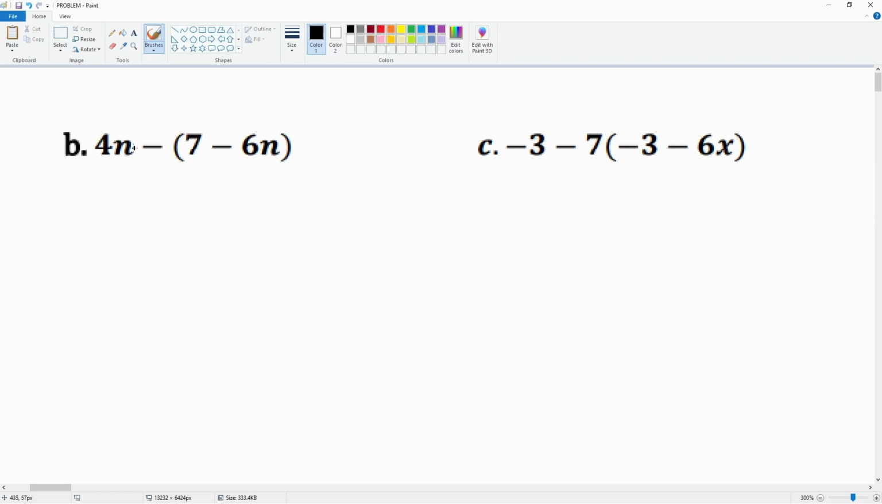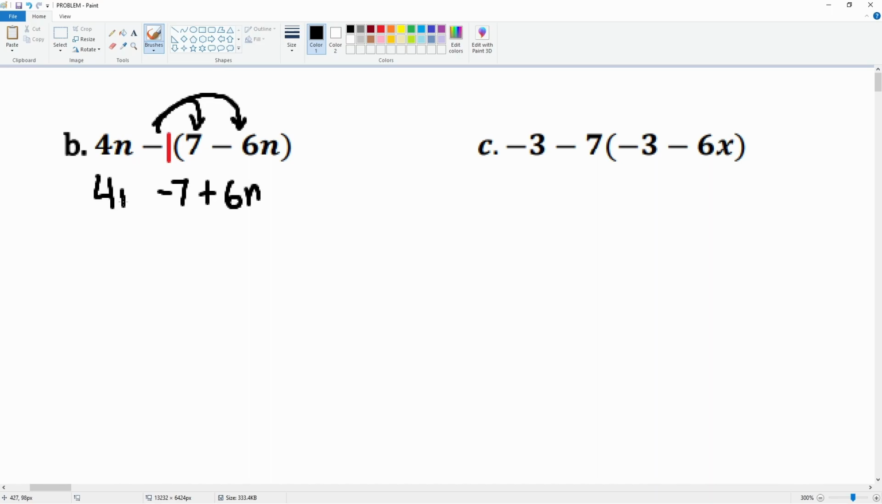Next, 4n minus parentheses 7 minus 6n. People don't understand that this is actually a negative 1 in front. Distribute that negative 1 times 7, that gets you negative 7. Negative 1 times negative 6n gets you a positive 6n.